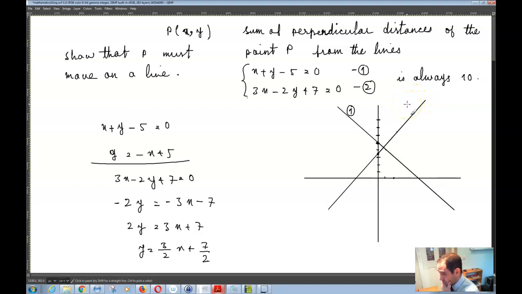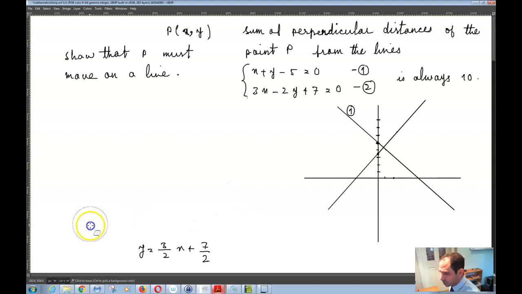Now, if I take the coordinates of point P as x and y, wherever it happens to be, the perpendicular distance of this point from these two lines, the sum of those perpendicular distances, is going to be 10 units.